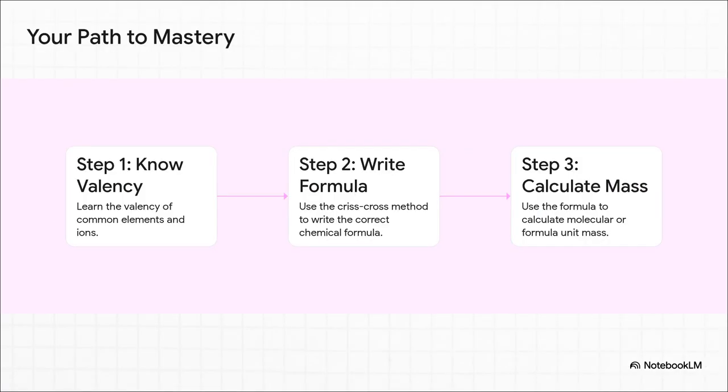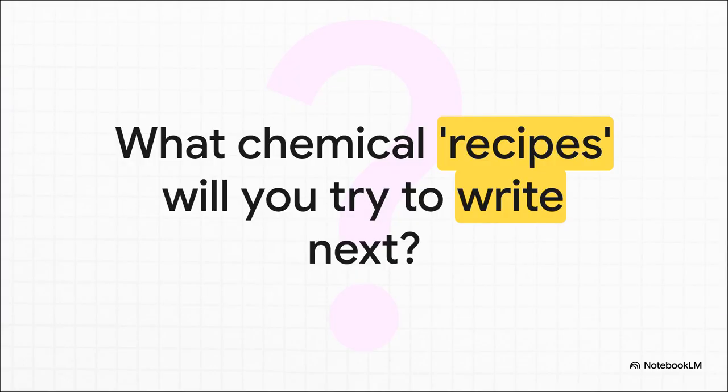And this shows us the logical flow we have learned today. Knowing the valency allows you to write the correct formula, and the formula then allows you to calculate the mass. By following these steps patiently, you can solve any problem on this topic. Please practice this sequence, and you will be very well prepared. Keep learning.